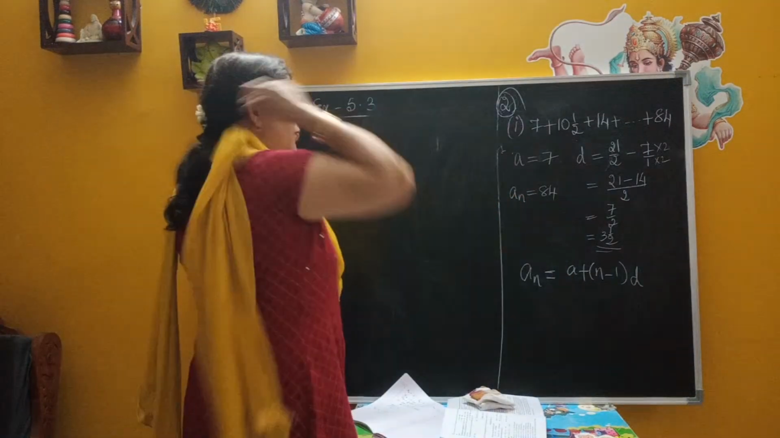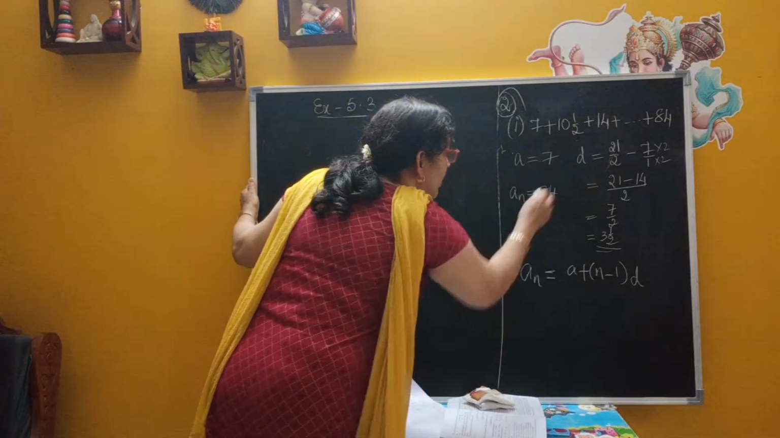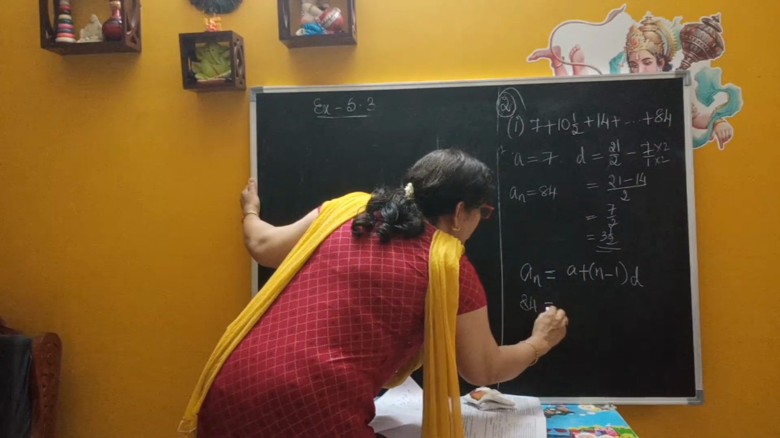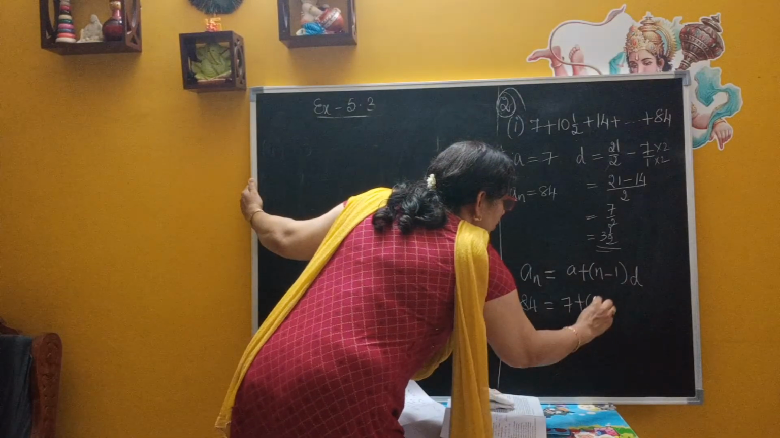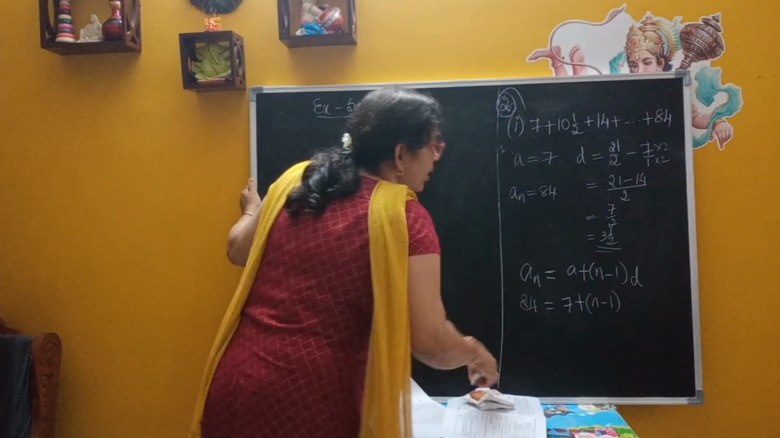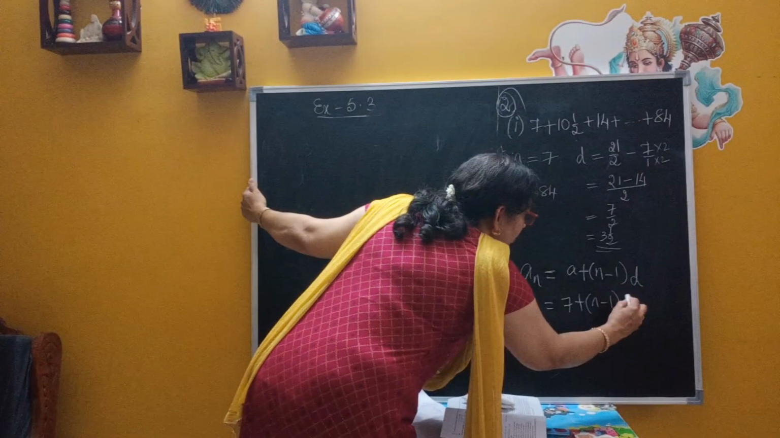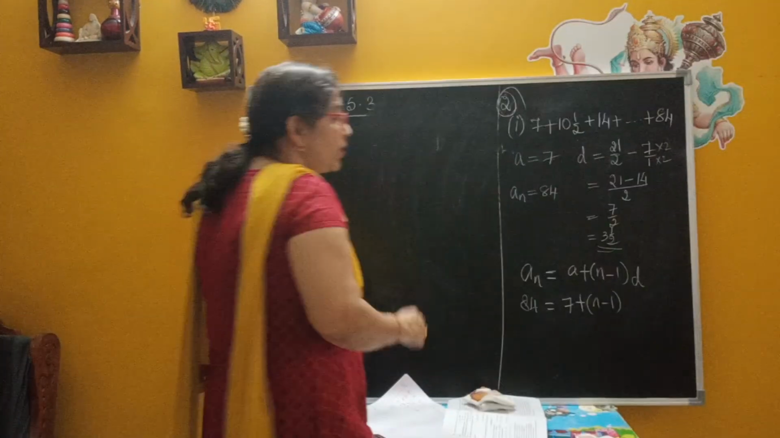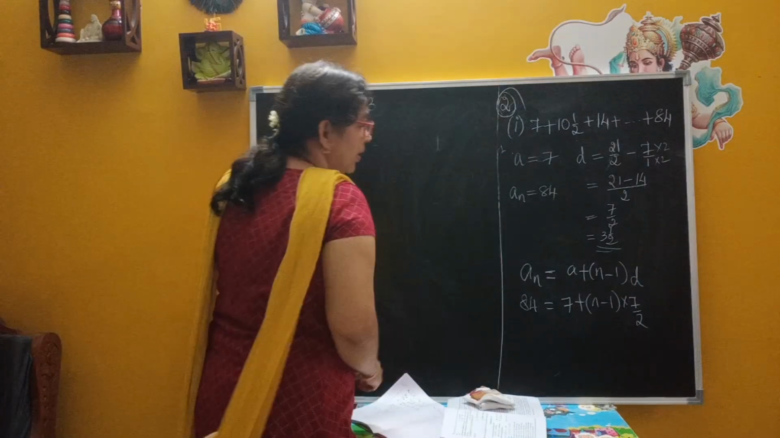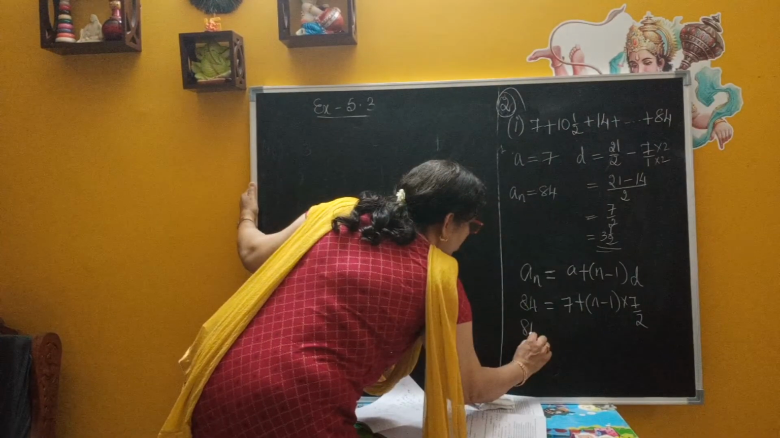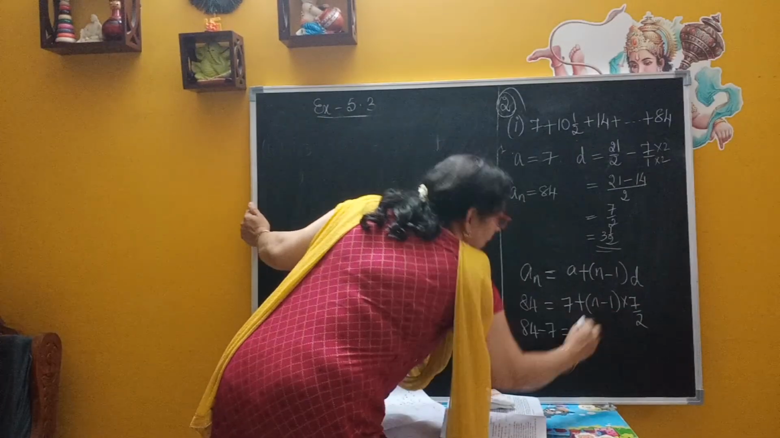Okay. So substitute all these values now. So An how much? 84. 84 is equal to 7 plus N minus 1. We need to then find the value of N. And D value how much? Let us write in improper fraction form only. It is 7 by 2 into 7 by 2. 84 minus 7. What do we get? It is 77. So here N minus 1, that is 7N by 2.